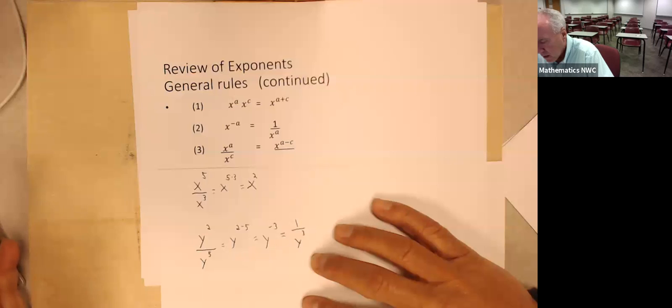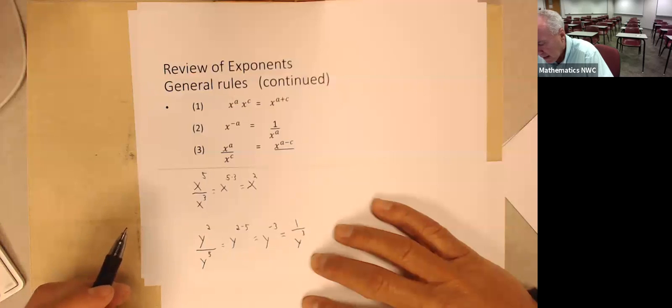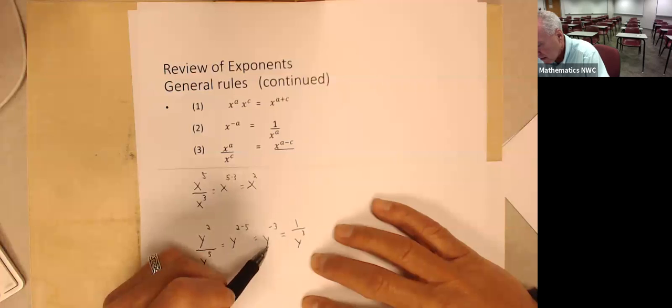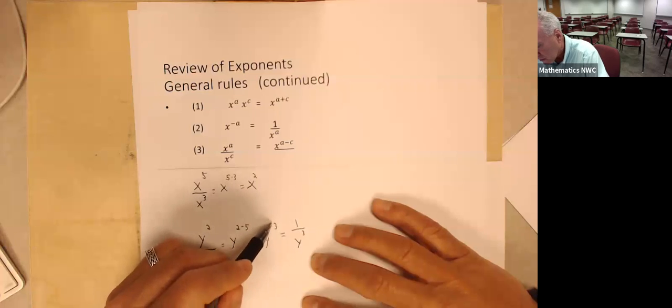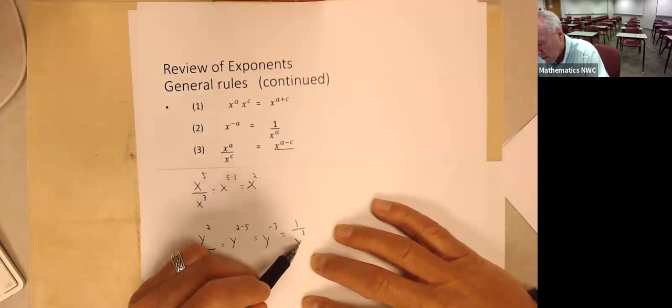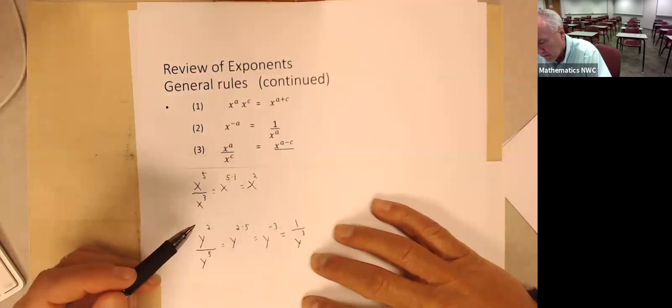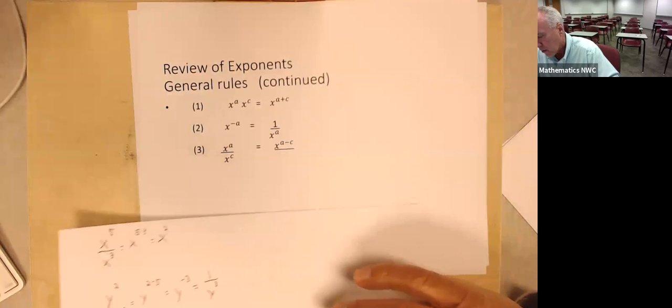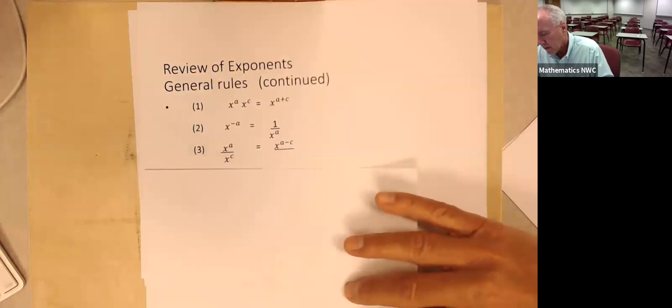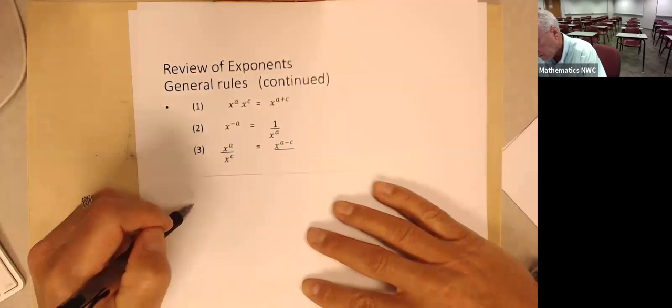If your problems ask for you to write all answers in the numerator, then your answer would have been one like this, y to the negative 3. If they say write all answers with a positive exponent, you would move it down to make it a positive 3. Let's take a few more examples here.